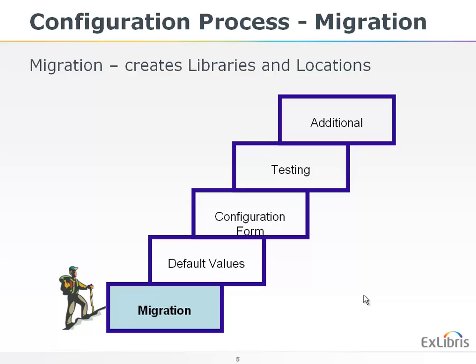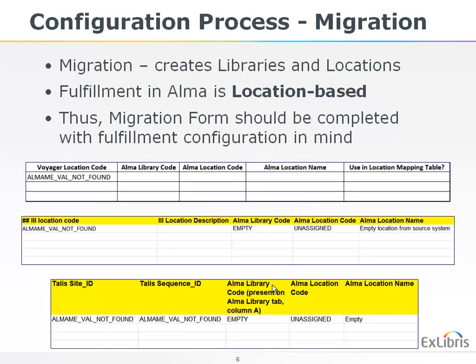The migration form presents an opportunity to map your existing locations into Alma libraries and locations. For Alma customers, Alma libraries are created from the Olive sublibraries, and Alma locations are created from the Olive collections. Libraries and locations play a central role in fulfillment in Alma, as we will discuss later in this presentation. An awareness of this role can help you make more informed decisions when completing your migration form. Note that libraries and locations are migrated only once.